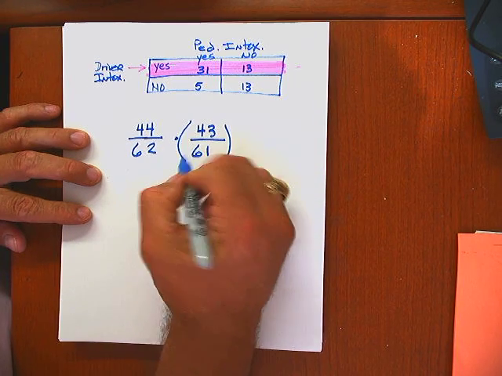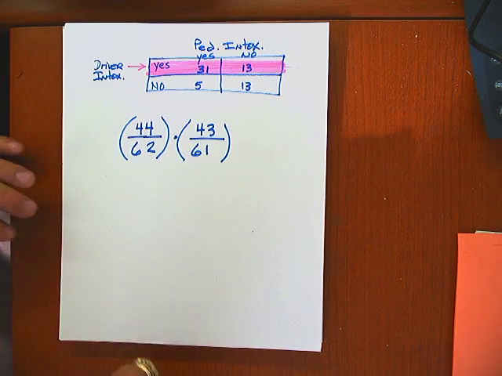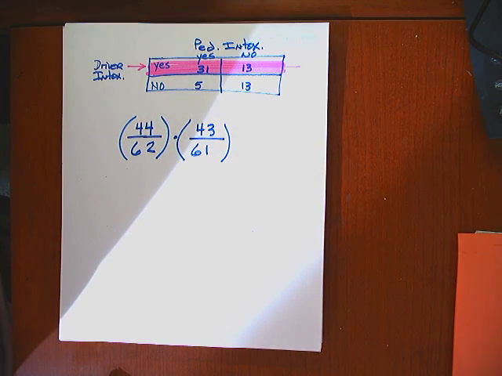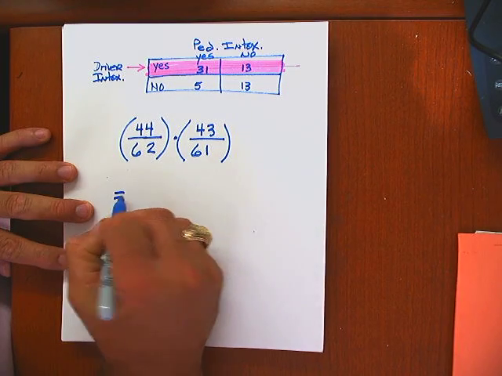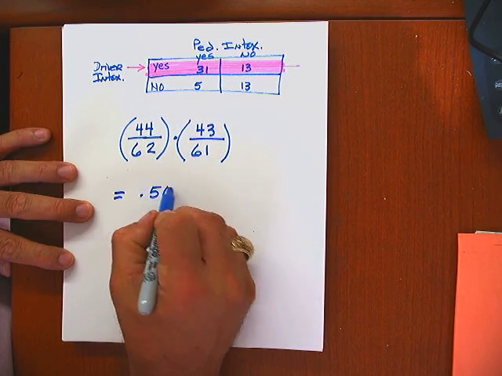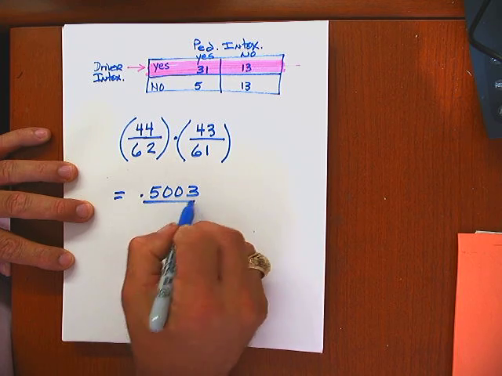And now you can multiply these two together, and what you'll come out with, I think it comes out to be 0.5003, if my calculations are correct. And that is your probability.